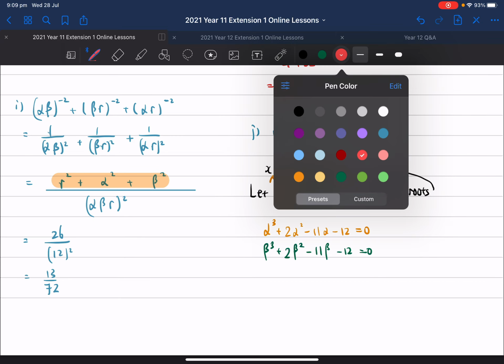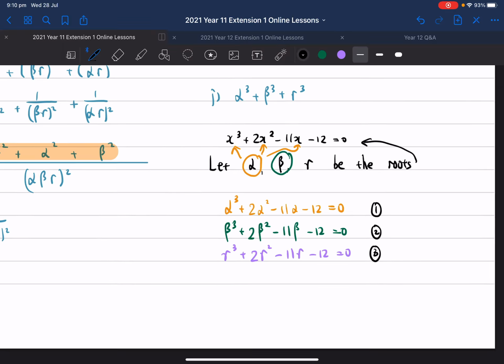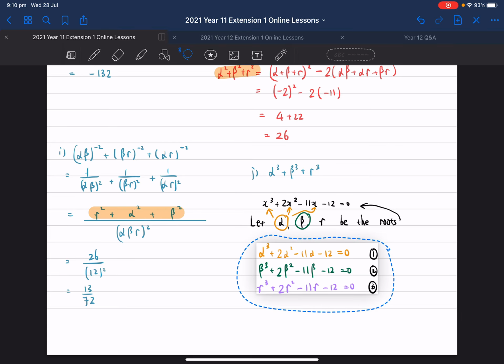And the last one, I can substitute gamma: gamma cubed plus 2 gamma squared minus 11 gamma minus 12 is equal to 0. Now remember, those three equations are true. That's equation 1, equation 2, equation 3. They are the same equation, you only replace x by alpha, beta, or gamma, but they still hold. The left-hand side is equal to the right-hand side. They're roots, so it must be true. So if this is true, then we can combine these three equations together. So I'll show you what to do.